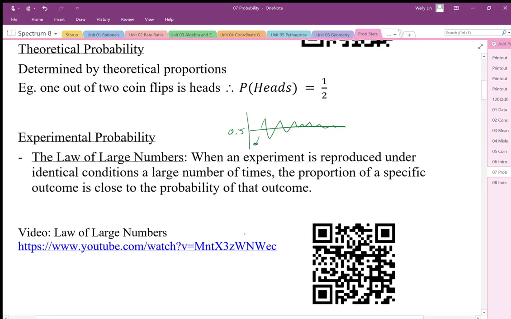The link to the video is here, so watch the video and then you can move on to the next part of the notes.